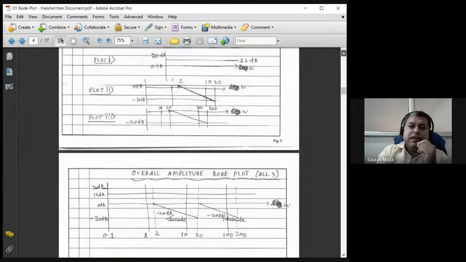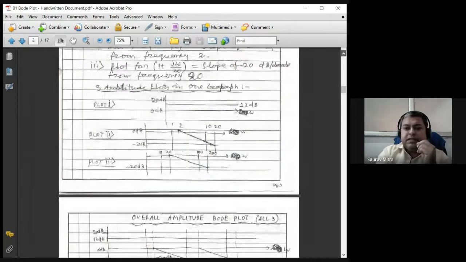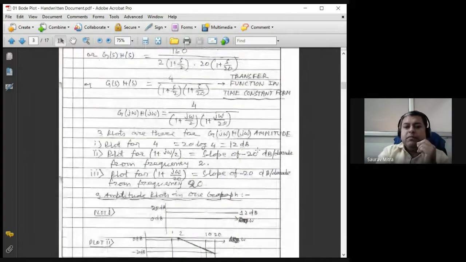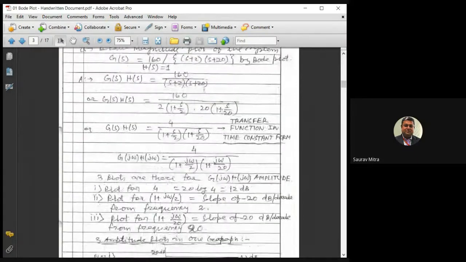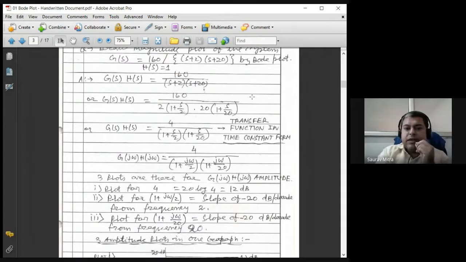And the phase plot you can very easily find out, I told you. The way you find the phase plot is tan inverse omega by 2, minus tan inverse omega by 2, minus tan inverse of omega by 20. So that you can find from here. From this normal condition, the normal G(s)H(s) also you can find out. So the net phase, that is the angle of G(j omega)H(j omega), will be tan inverse omega by 2 minus tan inverse omega by 2 minus tan inverse omega by 20.